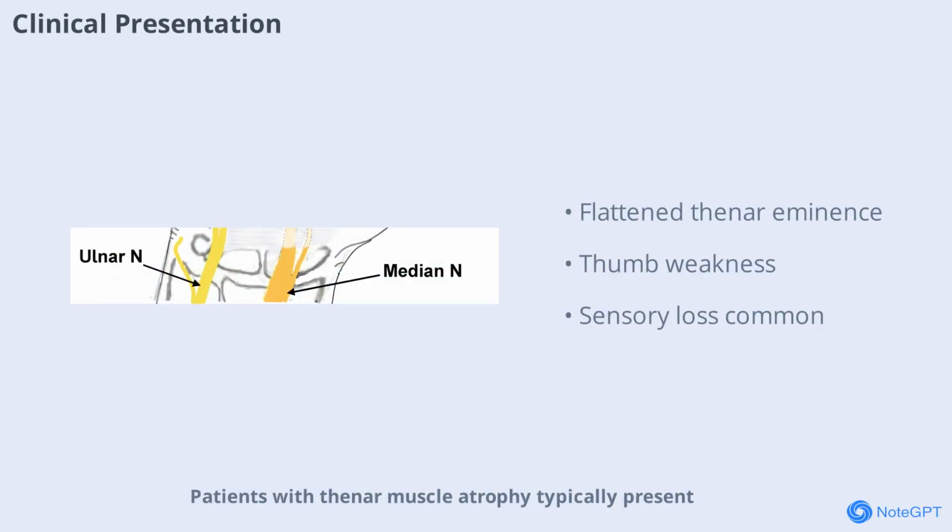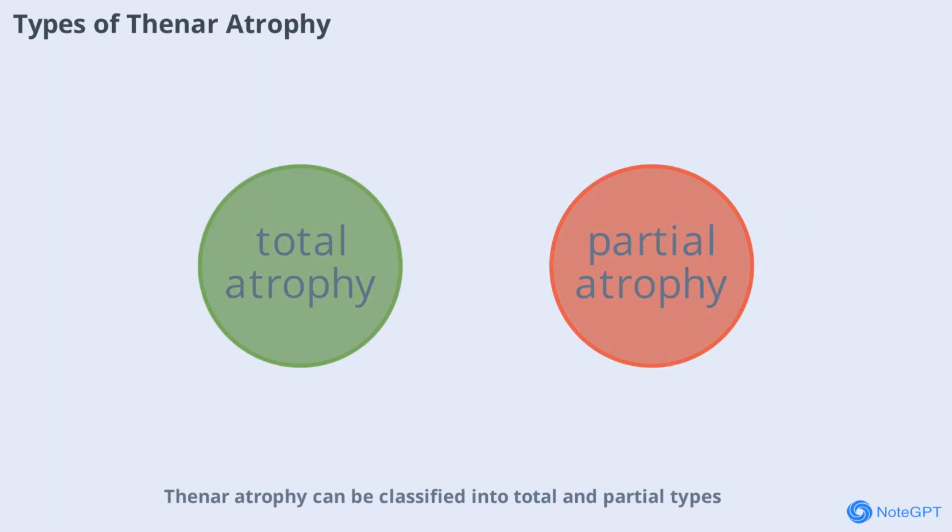Patients with thenar muscle atrophy typically present with a visible flattening of the thenar eminence, weakness in thumb movements, and often sensory loss in the median nerve distribution. The degree of atrophy can be total, affecting all three thenar muscles, or partial, involving only one or two. In some cases, the flexor pollicis brevis muscle may appear hypertrophic, compensating for the loss of other muscles. Careful clinical examination is crucial to distinguish between these patterns and to assess for associated symptoms such as pain, swelling, or deformities.